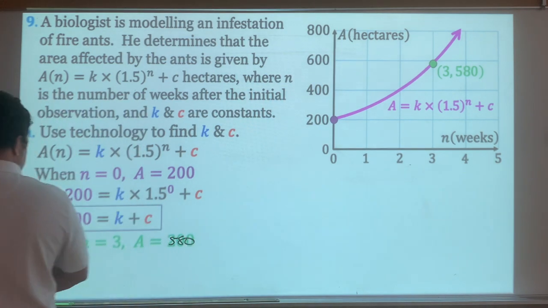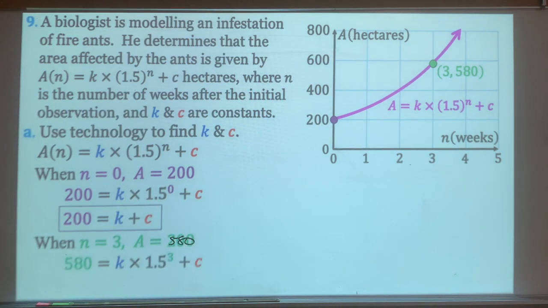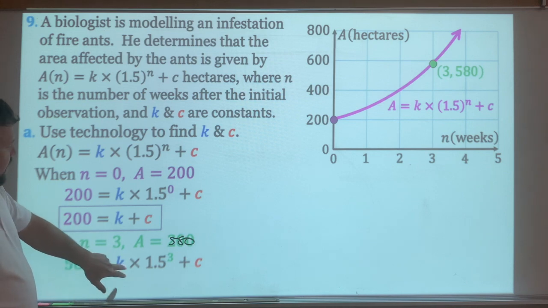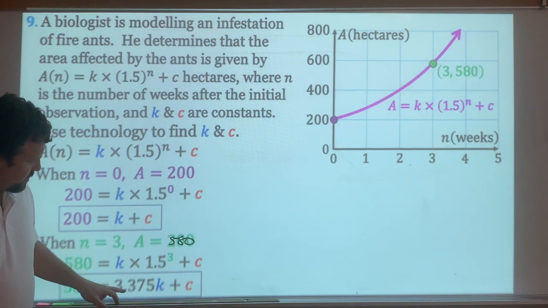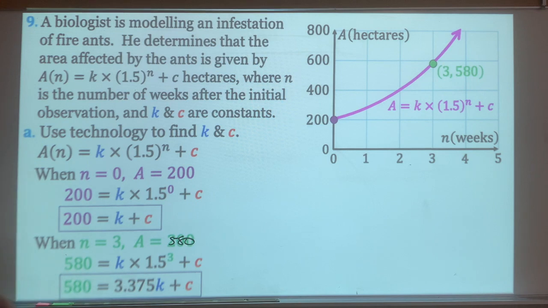580 equals K times 1.5 cubed. I'm just fixing up my notes. 580 equals K times 1.5 cubed plus C. 1.5 cubed, type in your calculator, is 3 and 3 eighths. So 580 equals 3 and 3 eighths K plus C.